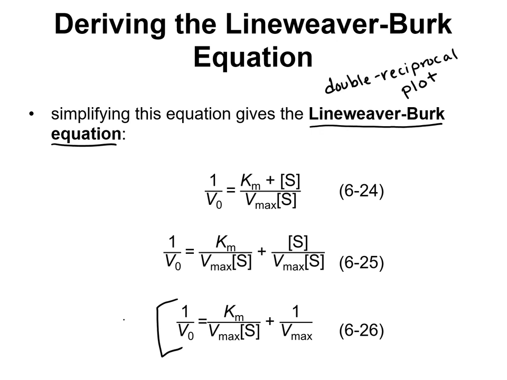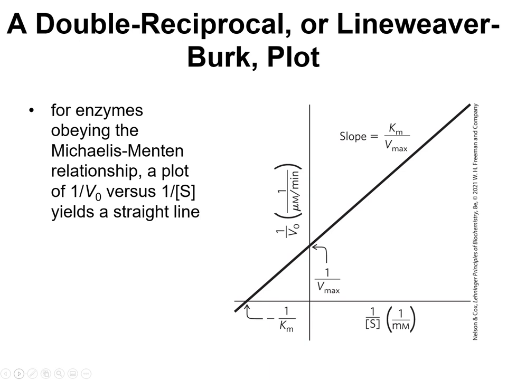So you can actually graph this and you'll get a line. If an enzyme actually obeys Michaelis-Menten relationships, if you plot 1 over the V naught versus 1 over the substrate, you get a straight line that follows that equation that we just derived. And this slide is showing you the different points that are important here. So I'm going to circle them as I talk about them.